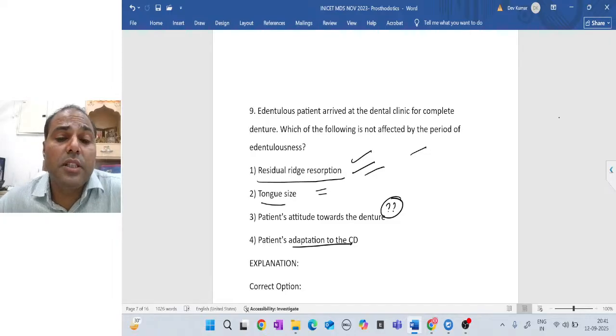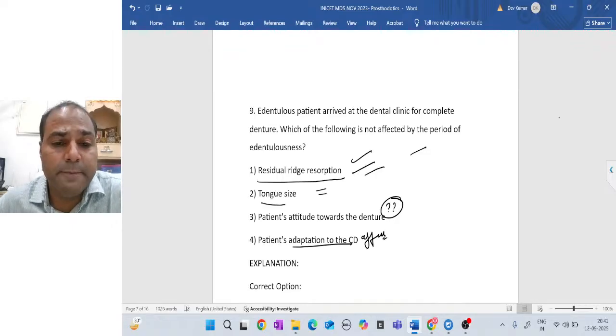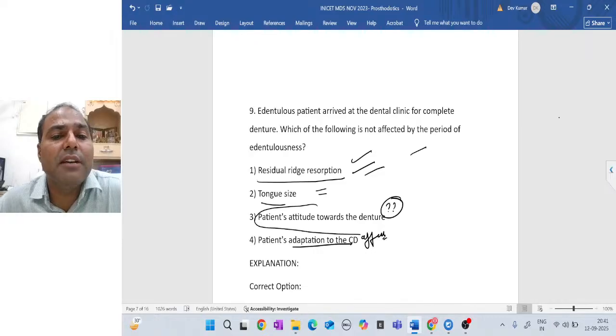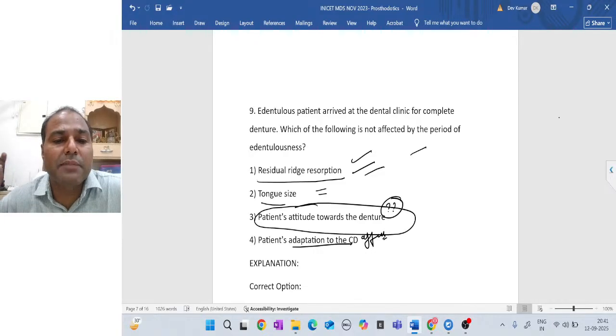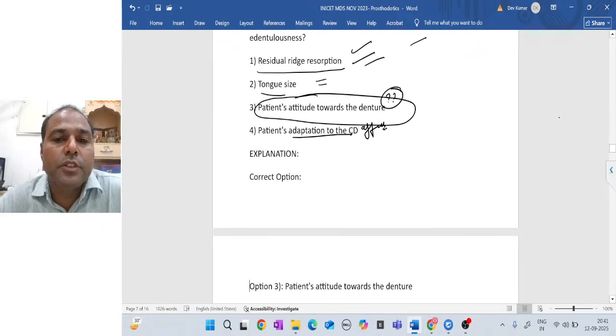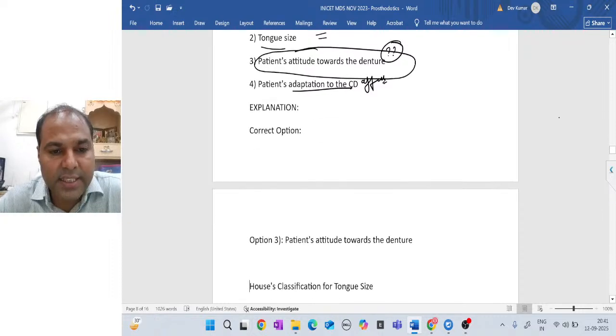देखो, yes, it may affect. Long-term edentulous can affect the patient adaptation to CD, but attitude जो patient का है वो हमेशा वही रहेगा, चाहे patient आज denture बनवा ले, चाहे 20 साल के बाद बनवाए. तो सबसे कम जो कि affect होगा वो patient का attitude होगा. अब इसमें कुछ चीज़ें देख लेते हैं.